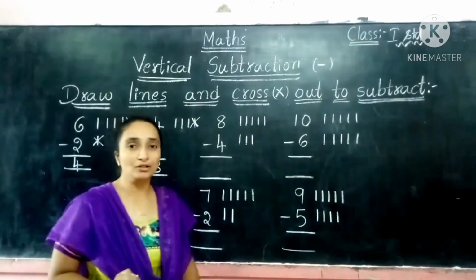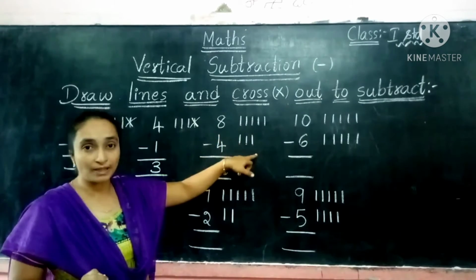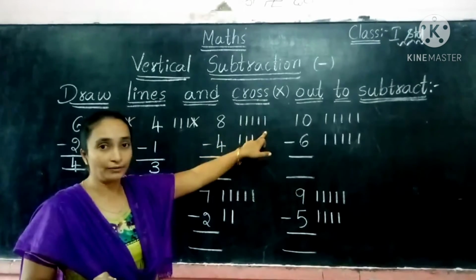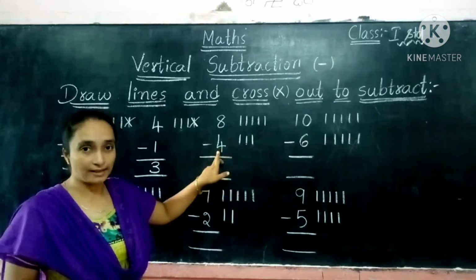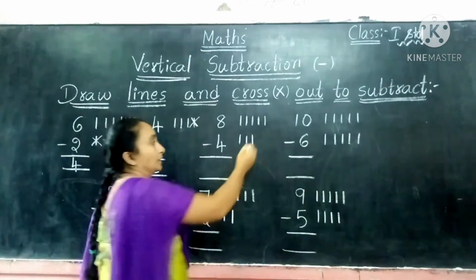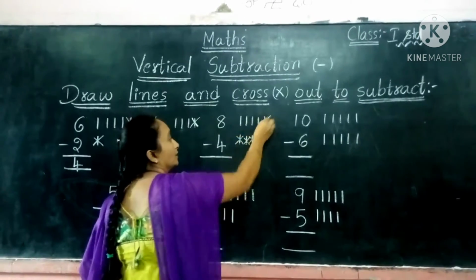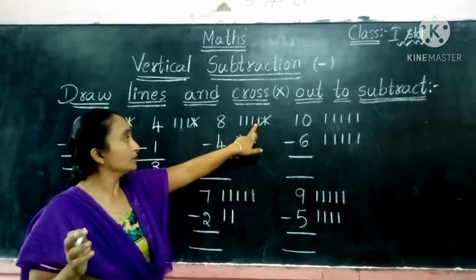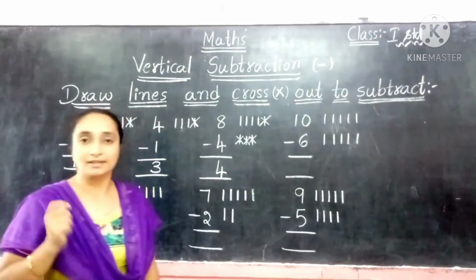So let us see one more example here also. 8. The big number is 8. So lines also must be 8. How many lines do you have to draw now? 8. 1, 2, 3, 4, 5, 6, 7, 8. Okay, children? 8. Now the next number, how much is it? 4. So 4 lines you have to cross out. Okay. Let us start from here. 1, 2, 3, 4. 4 lines I have crossed out. Remaining, how many are there? 1, 2, 3, 4. Remaining also 4 are left there. So 4 will be the answer.